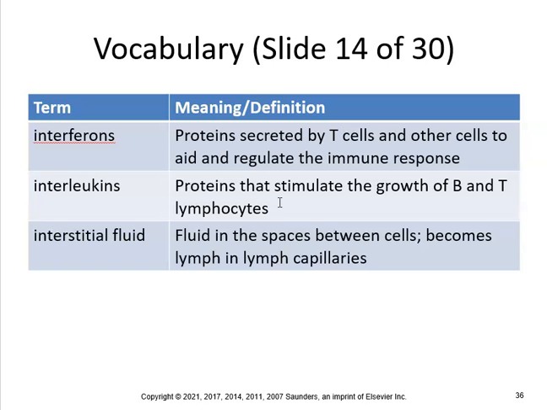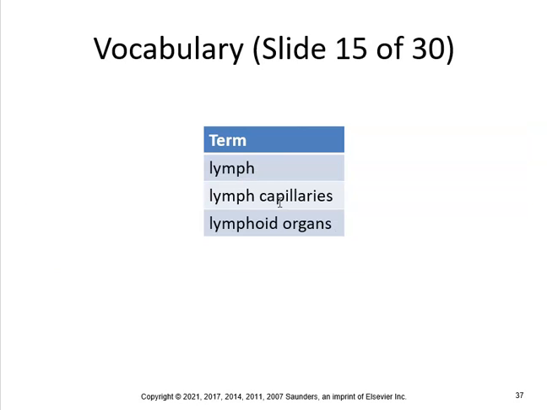Interferons are proteins secreted by T cells and other cells to aid and regulate the immune response. Interleukins are proteins that stimulate the growth of B and T lymphocytes. Interstitial fluid is fluid in spaces between cells, and it becomes lymph in lymph capillaries. Lymph capillaries, and lymphoid organs.